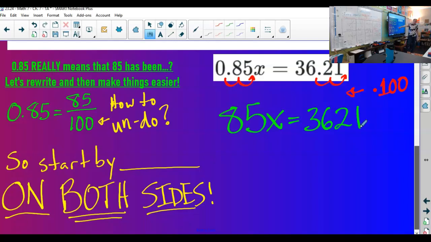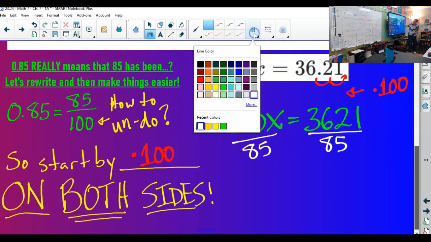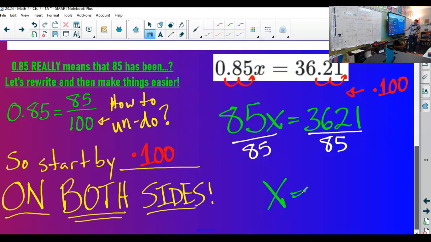So we started by doing what? Division. Times 100 on both sides. But now I think your brain is on the next step. Now what do we want to do to get x by itself? What's happening with the x right now? Right now it's being multiplied, so we want to divide by 85. And where do we do that? On both sides. See, Emery missed it. X equals 42.6.